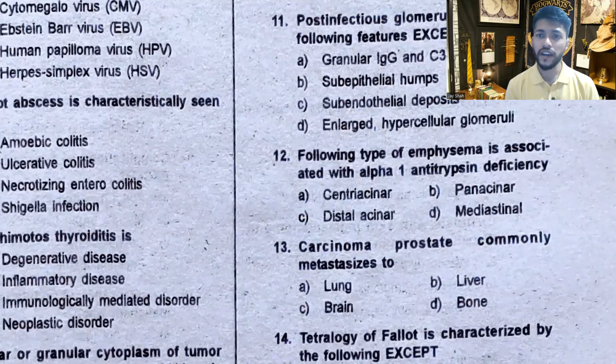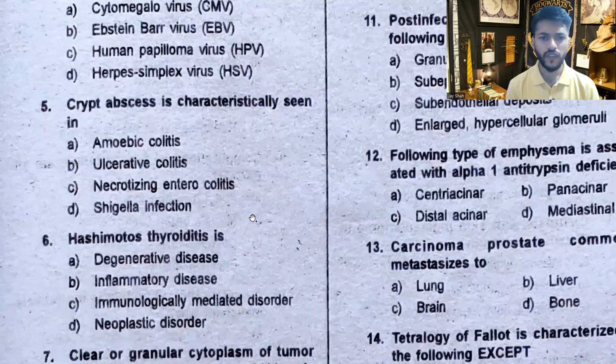what is it? Granular Ig and C3 in GBM? No, it is seen, granular is there. Subepithelial humps, yes. Subendothelial deposits, no. Subendothelial is not there, subepithelial is. Right. And granular appearance is not there. Enlarged hypercellular glomerulus, that's true.